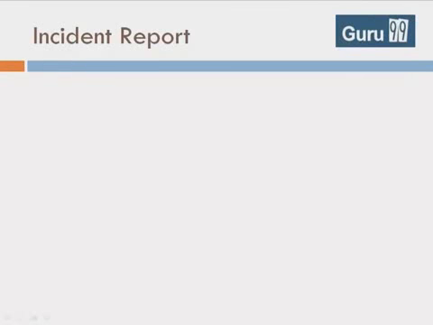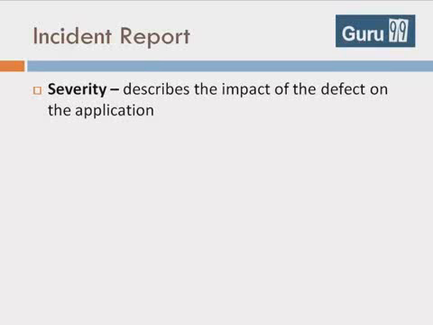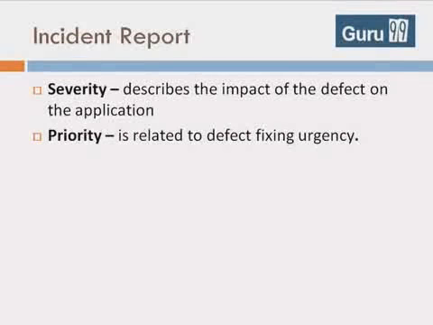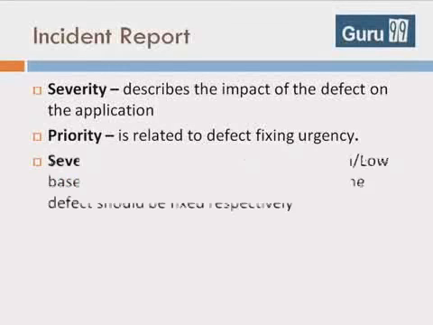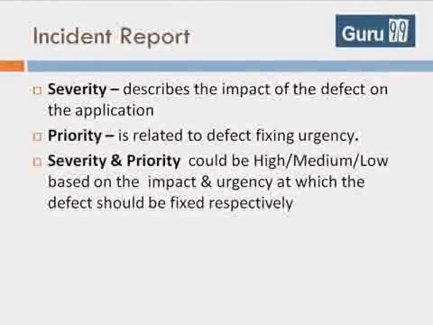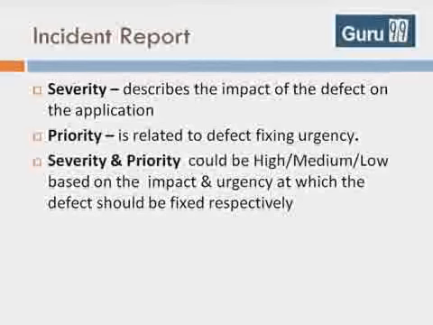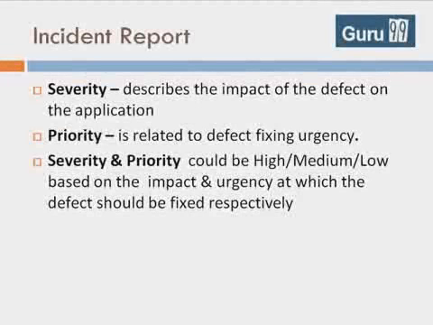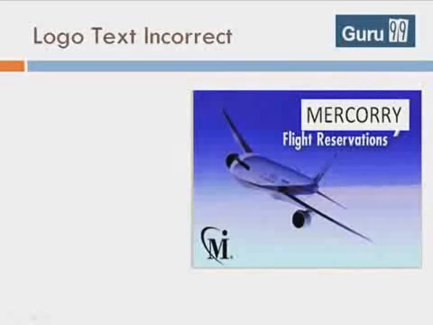Apart from this, your bug report will also include severity, which describes the impact of the defect on the application. Priority, which is related to defect fixing urgency. Severity and priority could be high, medium or low, based on the impact and urgency at which the defect should be fixed respectively. A defect could have a very low severity, but a high priority.